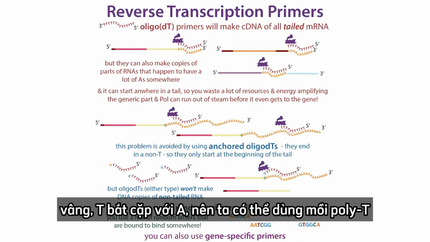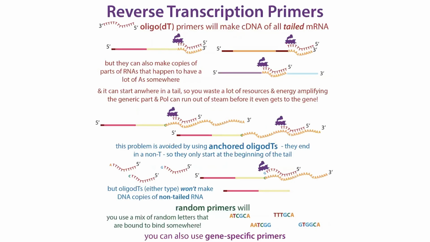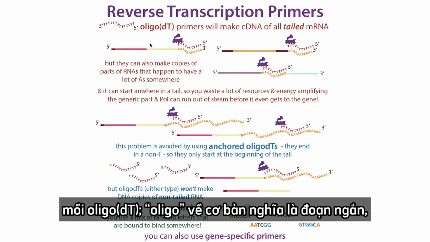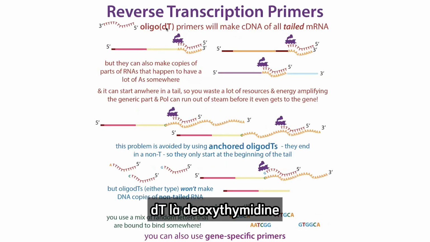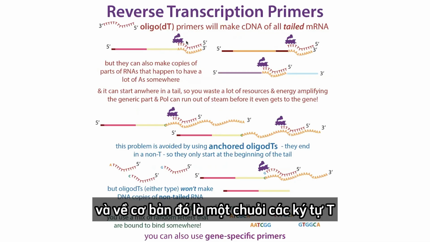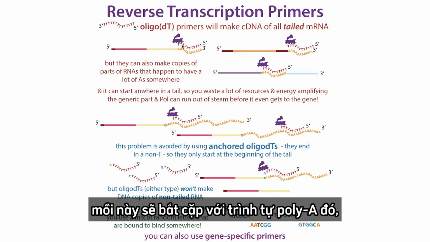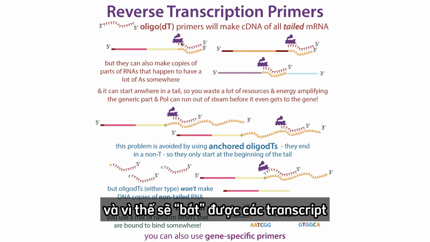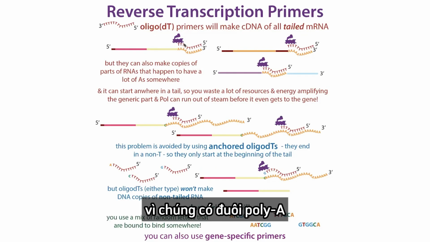And so we can use a poly T primer, an oligo dT primer. Oligo basically means short. dT is deoxythymidine. And basically it's going to have a sequence of T's. This is going to bind to that poly A sequence, and therefore it's going to capture these transcripts because they have this poly A tail.